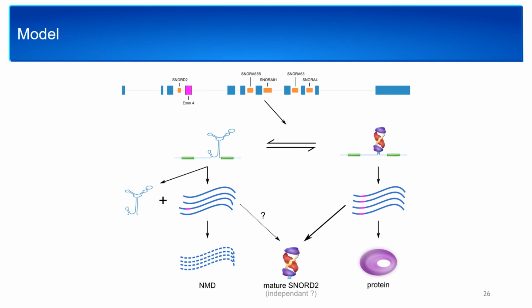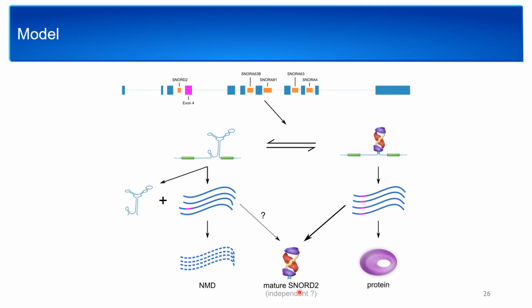Based on our results, we built a model of EIF4B2 regulation by the embedded snoRNA snoR2. There's a balance between the folding of snoR2 with itself and the folding with the downstream intron. When snoR2 folds in a canonical way, this leads to the production of transcript having exon 4, which will eventually give EIF4B2 protein and mature snoR2 snoRNP.